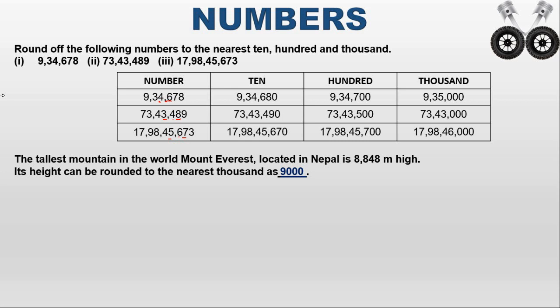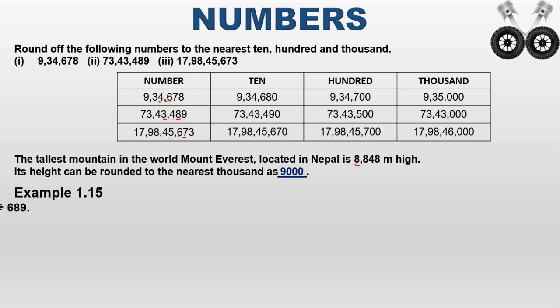Its heights can be rounded to the nearest thousand. So where is the thousand position? Ones, tens, hundred, thousand. So the thousand portion is an 8. So you have to look at the right side number. What is the right side number? 8. 8 is greater than 5. That means you have to add 1 to the 8. So 8 plus 1 will become 9. So the answer is 9000.